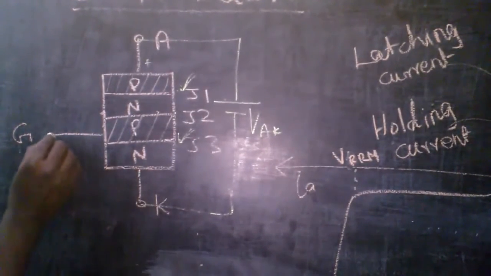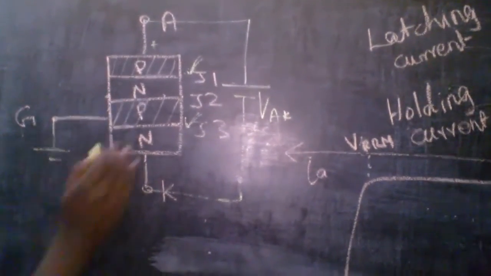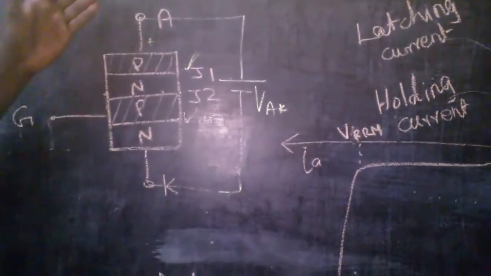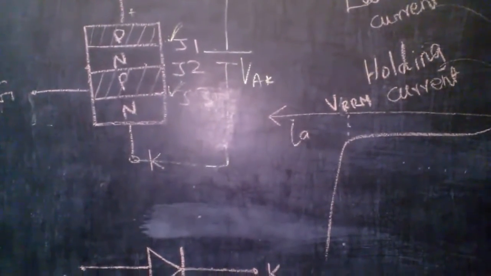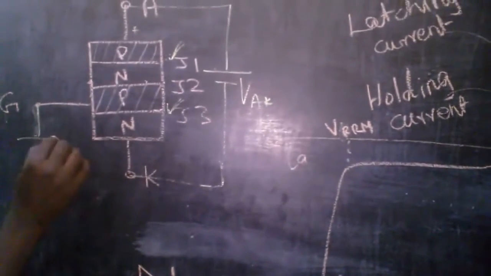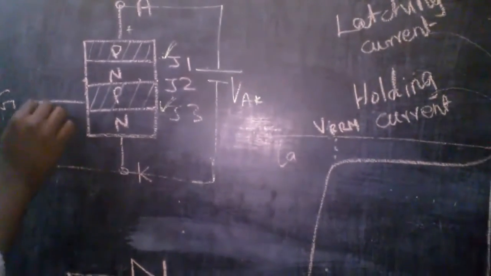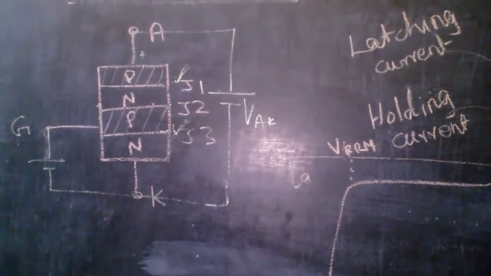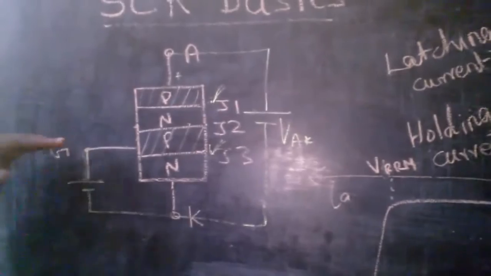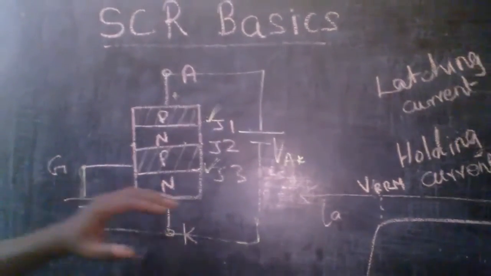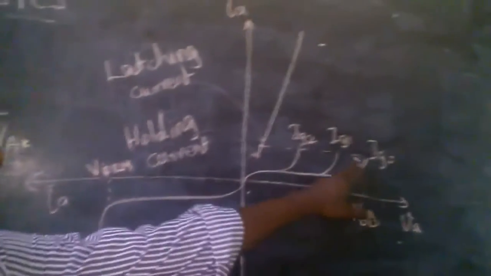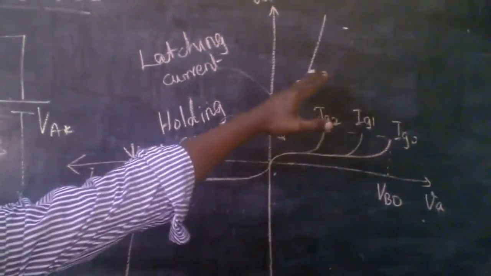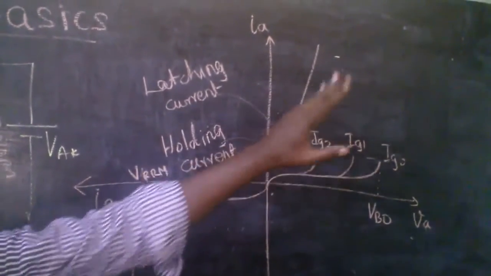As long as we apply only the anode to cathode voltage, current flow will not happen through the device. If you apply a small amount of voltage across the gate to cathode terminal, here, these are the gate terminals, it will turn from the off state to the on state. That is, from the forward blocking state into the forward conduction state.